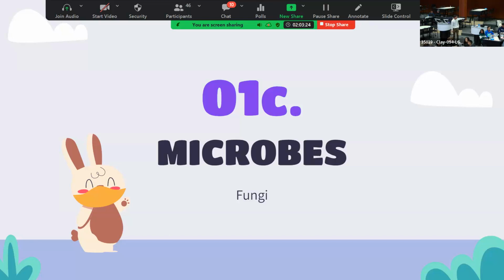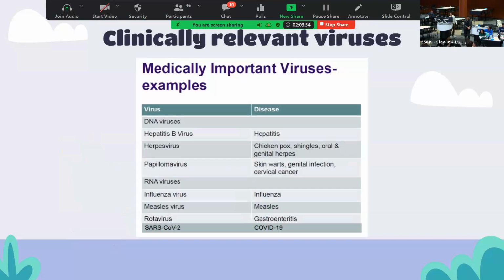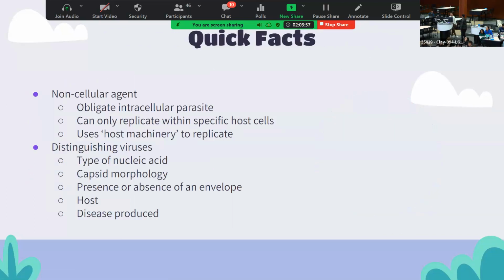All right, any questions on viruses? Yes. If the capsule is made up of lipopolysaccharides, how can gram-positive bacteria have a capsule? Yep, so we'll just go back to that slide. It might take a while.